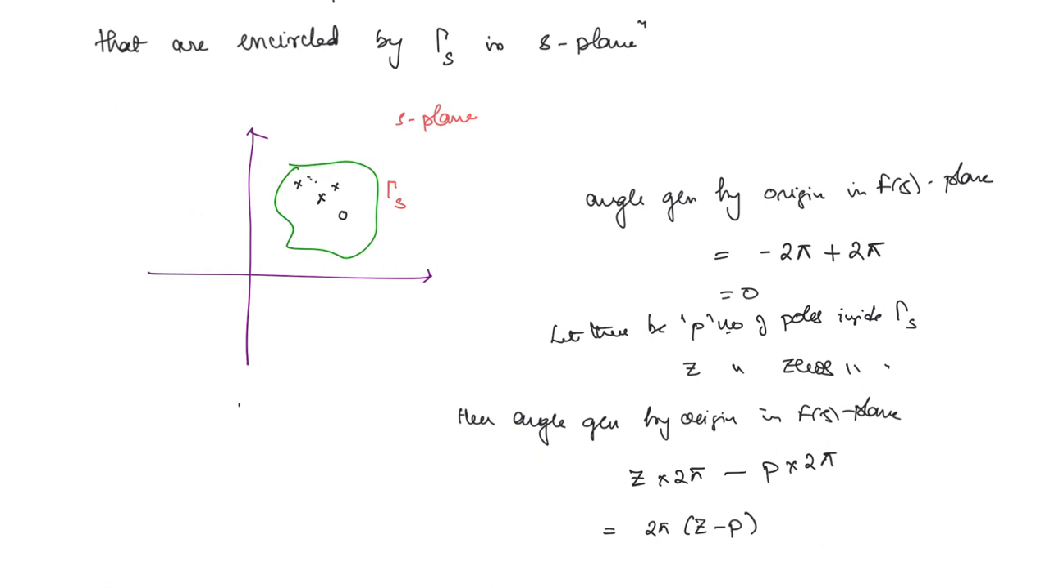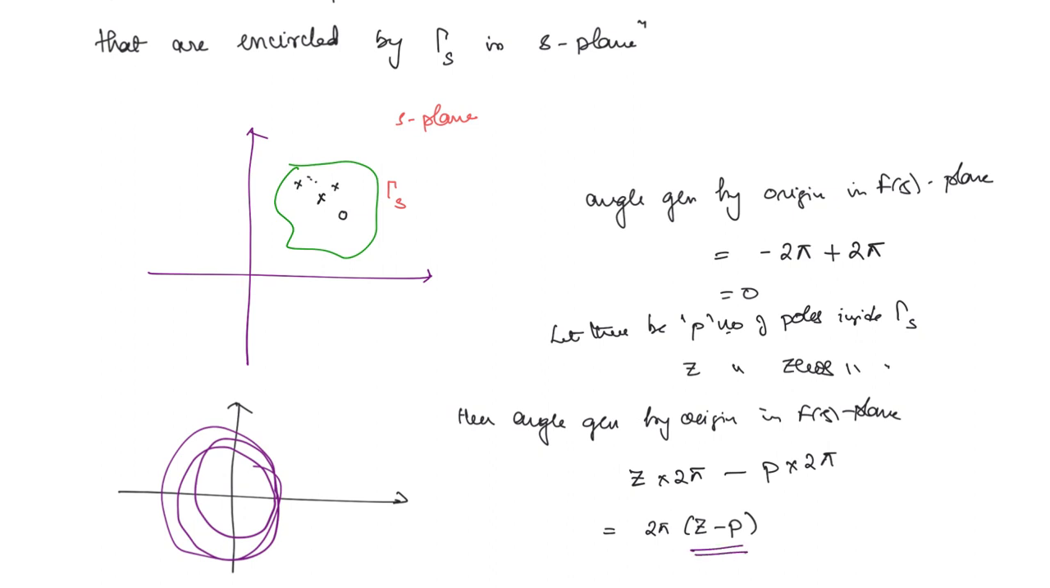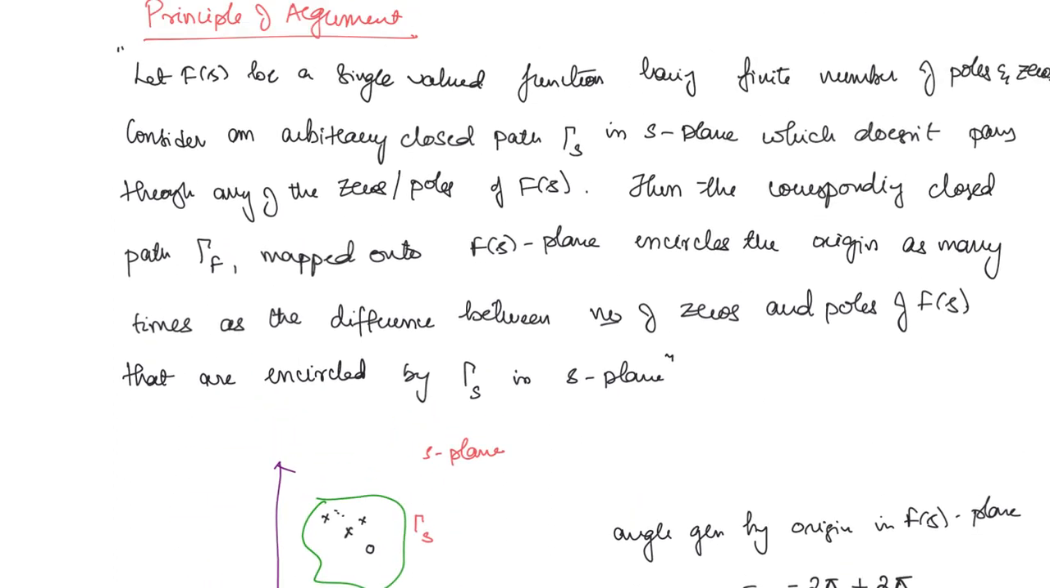Okay. So 1 times 2 pi means that the origin will be enclosed once. So let me draw it to you, it will become more clear. So 1 encirclement means the origin will be encircled once. 2 means it will be encircled 2 times. 3 means 3 times. Okay. So in this manner, z minus p times the origin will be encircled, and that is what is mentioned in the statement here. The gamma f will encircle the origin as many times as the difference between the number of zeros and the poles of f of s that are encircled by gamma s in the s plane.